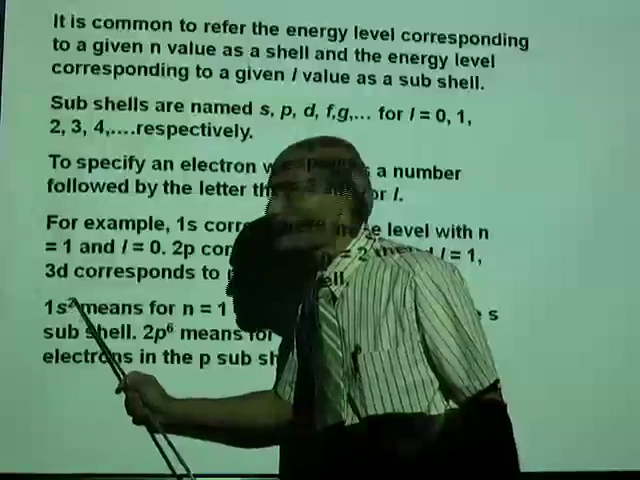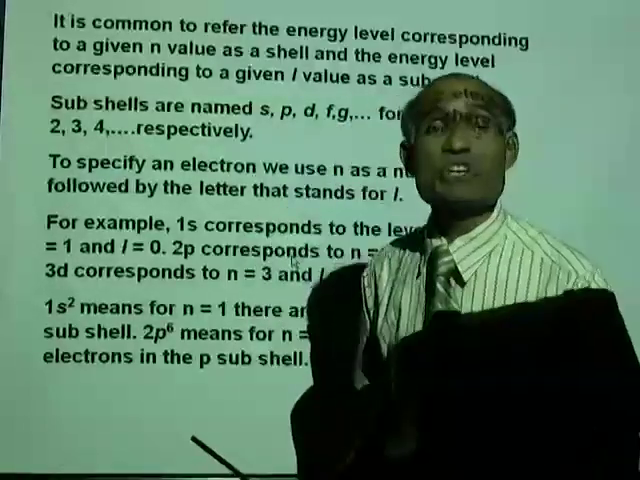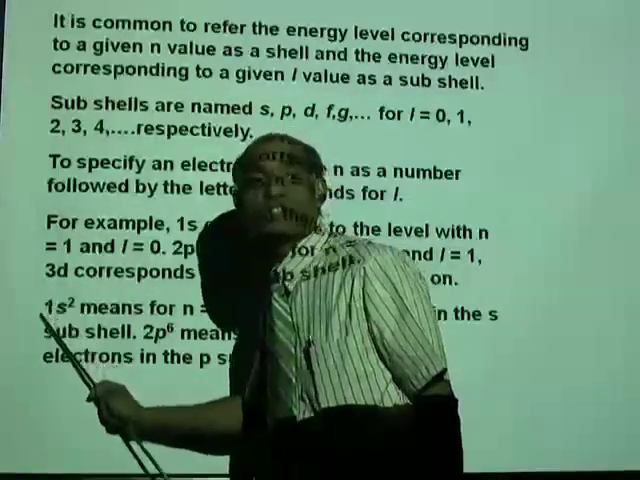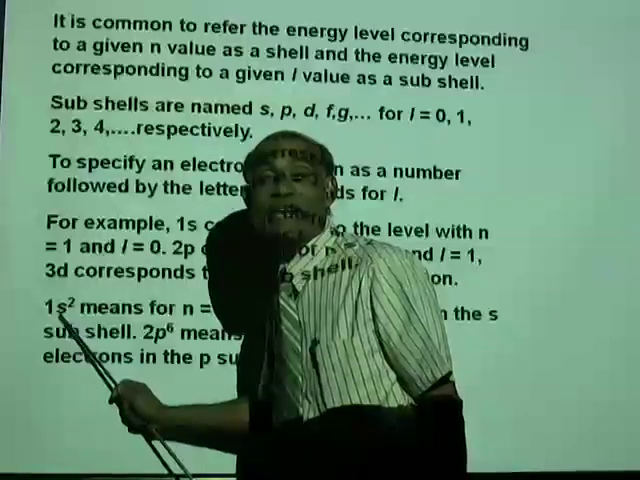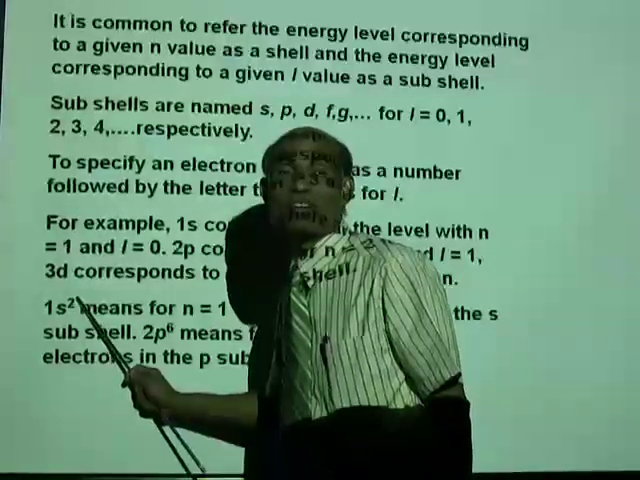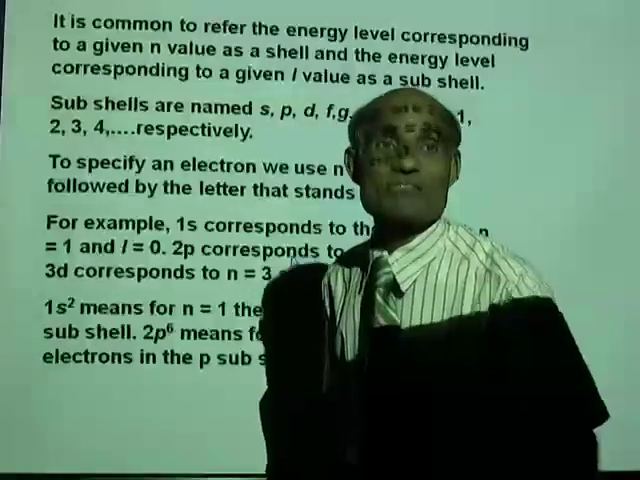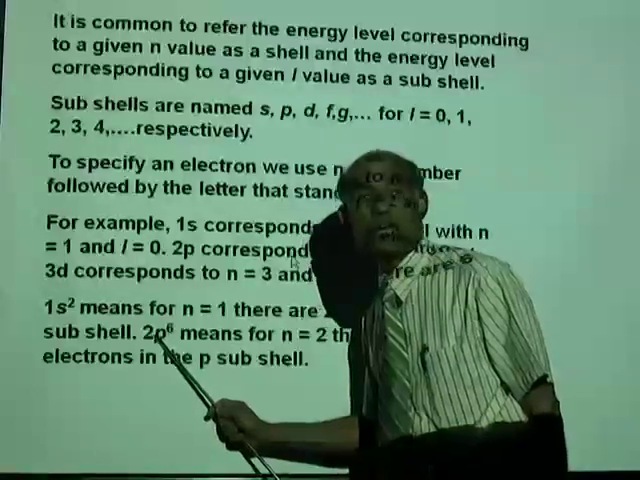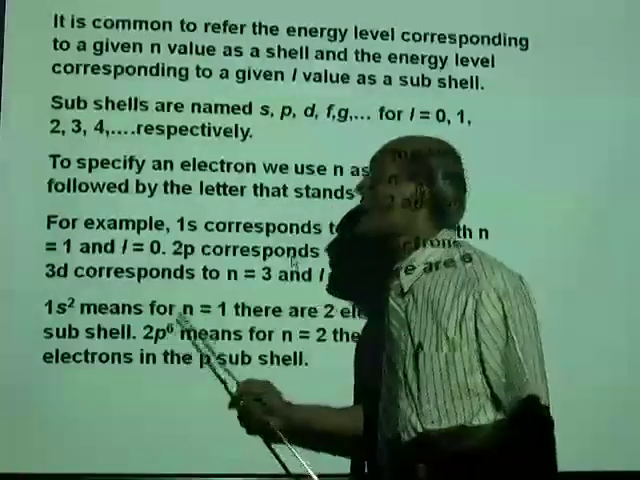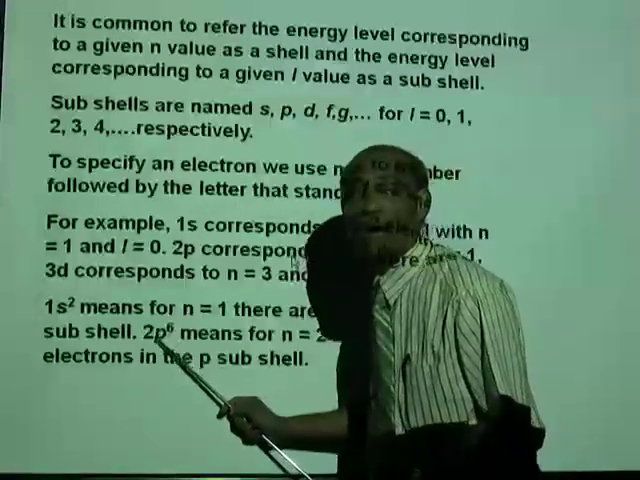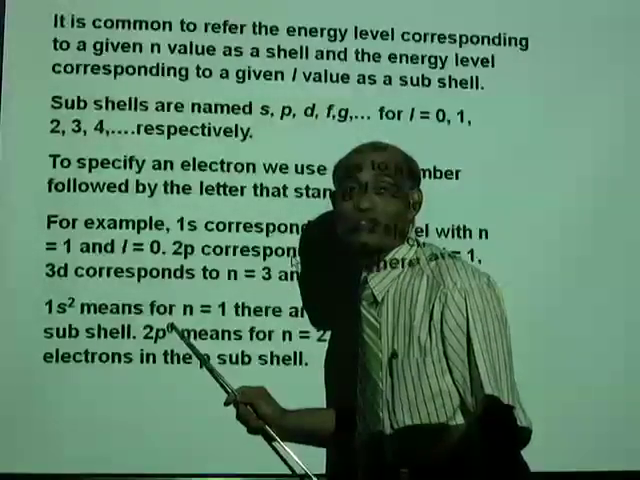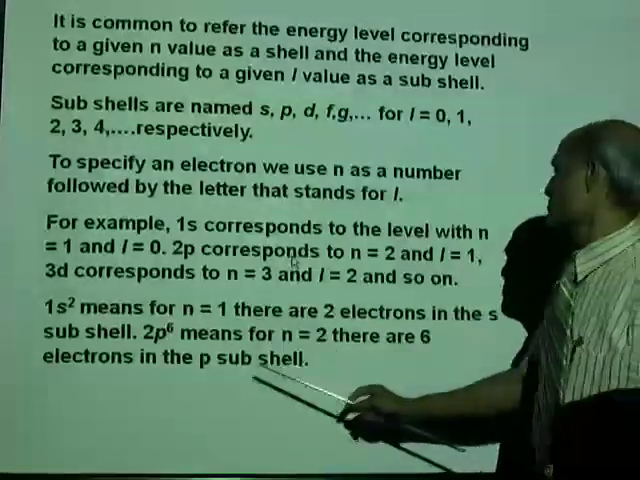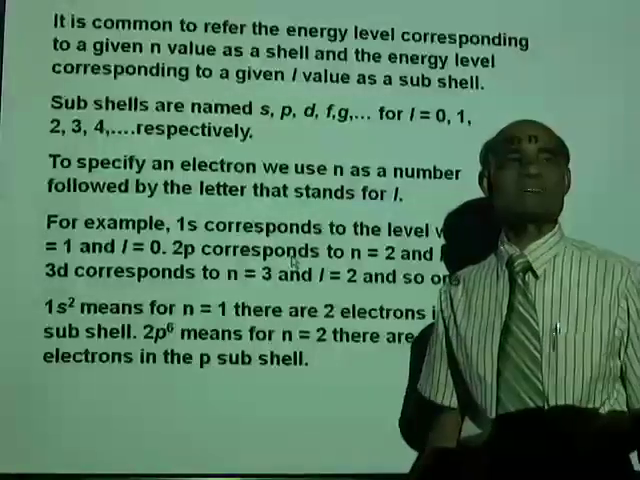When you have a number put as a superscript, that number is the number of electrons in that subshell. So 1s2 means in the first shell, in the s subshell, there are 2 electrons. You can see that address is now specified. What does 2p6 mean? In the second shell, in the p subshell corresponding to L equal to 1, there are 6 electrons. So it means that n equal to 2, there are 6 electrons in the p subshell.